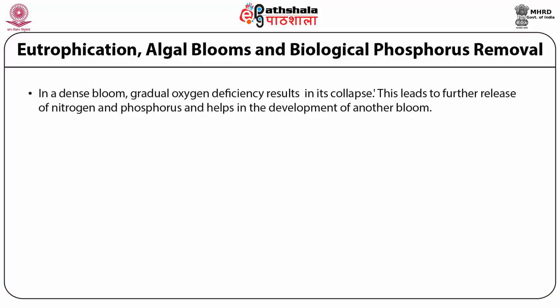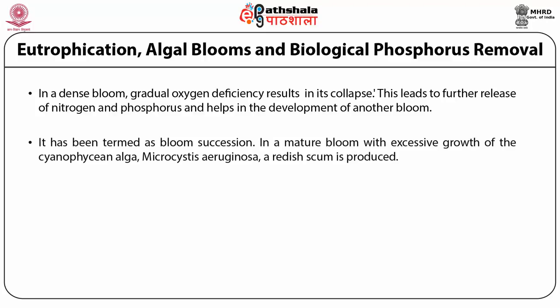Different species of genera like Lyngbya, Microcystis, Anabaena, Aphanizomenon, and Oscillatoria are involved in the algal bloom. At least 20 algal species are capable of forming blooms. These species have gas vacuoles in their cells, which help them to float and survive for varying periods of time. In a dense bloom, gradual oxygen deficiency results in its collapse. This leads to further release of nitrogen and phosphorus and helps in the development of another bloom. It has been termed bloom succession.